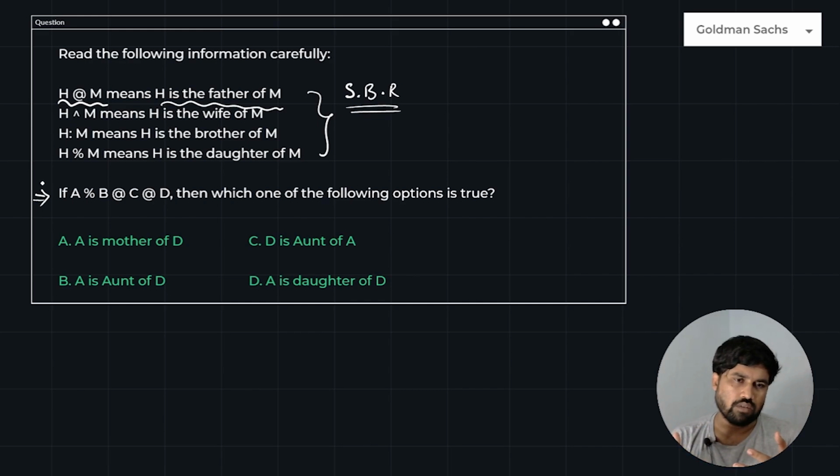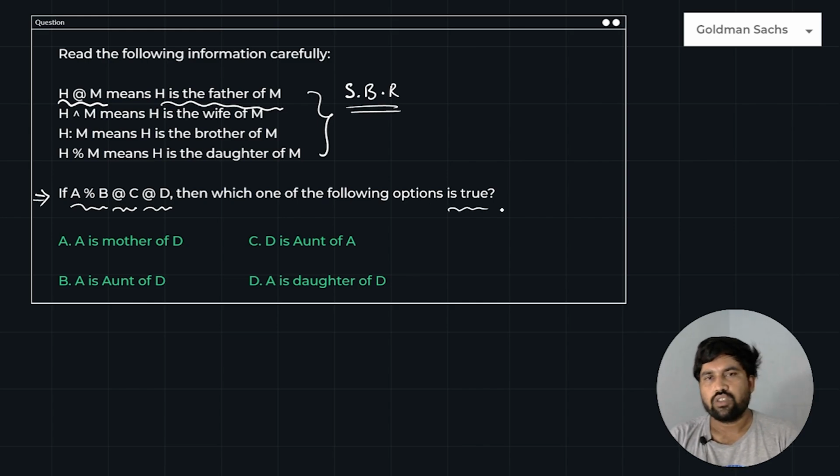Let me explain this. Just look at the question: if A percentage B at the rate C at the rate D, then which of the following options is true? Whenever this type of problem is given, draw a pictorial representation of the blood relations given in the statements. Look at A percentage B. Immediately look for where the percentage symbol is and what the corresponding relationship is. Don't think about the persons given as members to explain the relations. Many people get confused, like A percentage B, and they start using H and M.